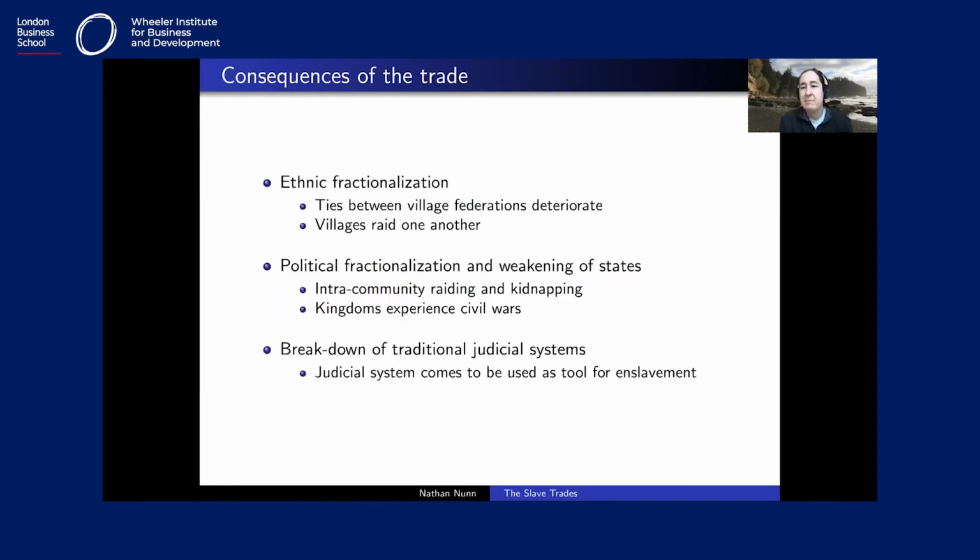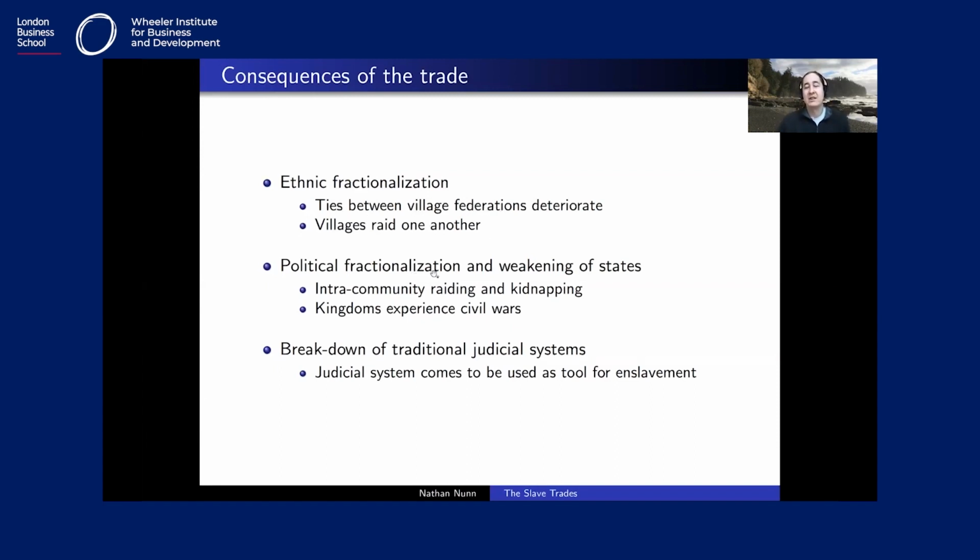There are many mechanisms and reasons that we think the slave trade may have had detrimental effects. Ethnic fractionalization, and ties between village federations, which may have been forming in a process very similar to what was going on in Europe. Joseph Inikori has written about this extensively. Those broke down. There were ties or federations that counterfactually, in a few centuries, might have turned into large, powerful states. But instead, these villages were raiding one another to protect themselves.